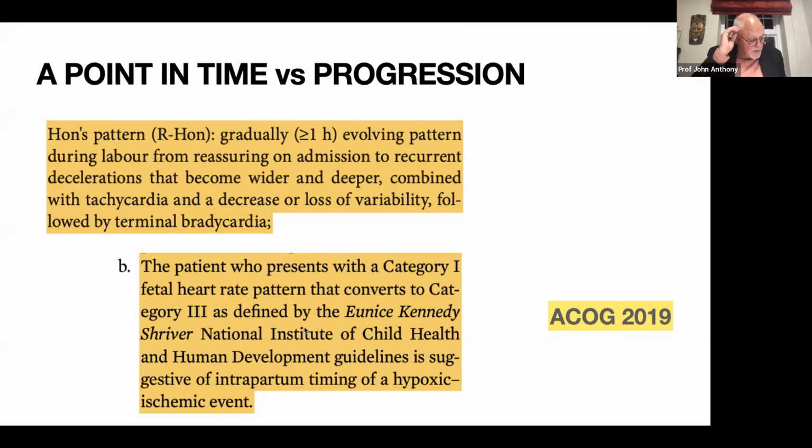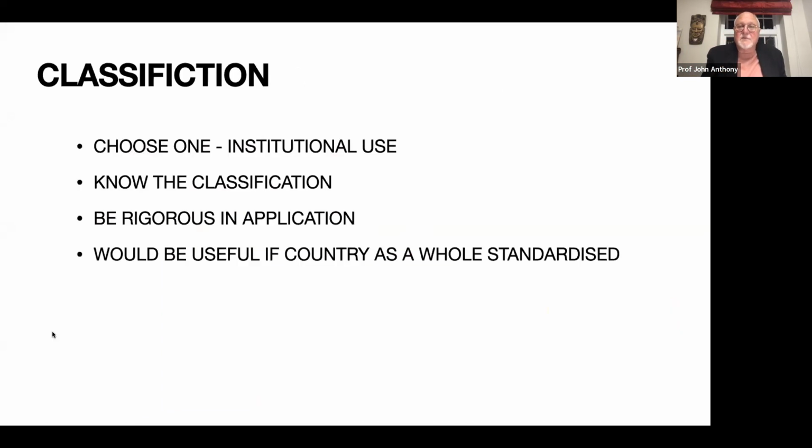magnum opus, which has to do with neonatal encephalopathy and hypoxia. And they underline the fact that if you have a category 1 tracing, which during the course of the labor converts to a category 3, it's highly suggestive of a hypoxic ischemic event.